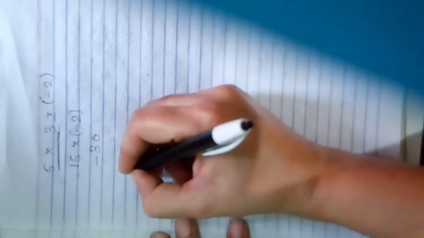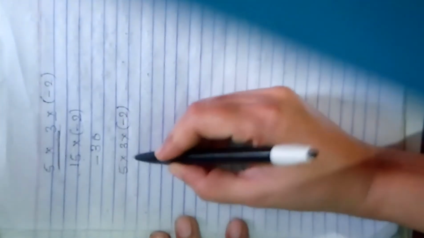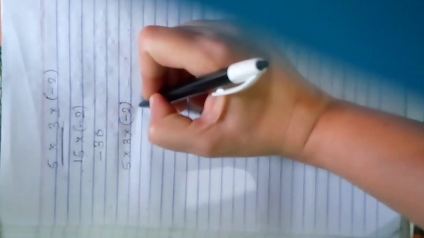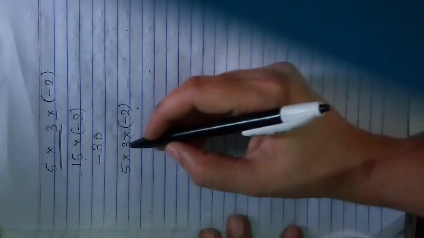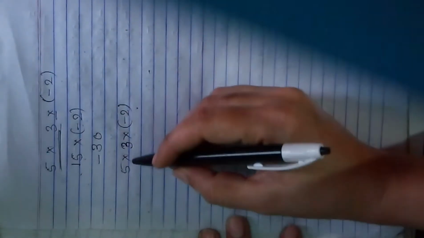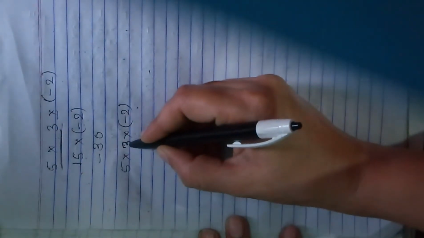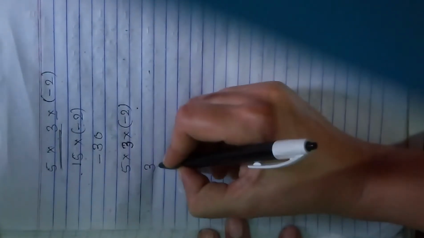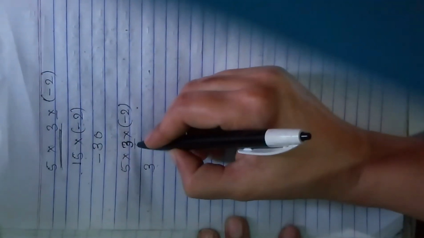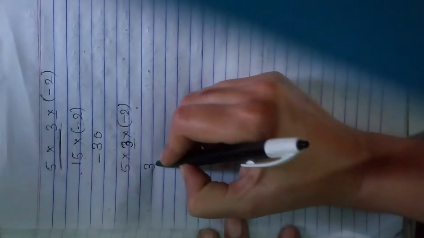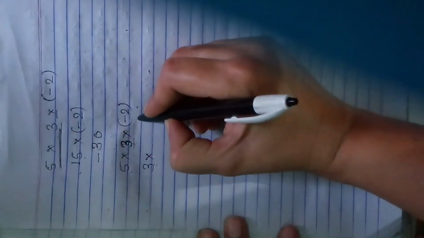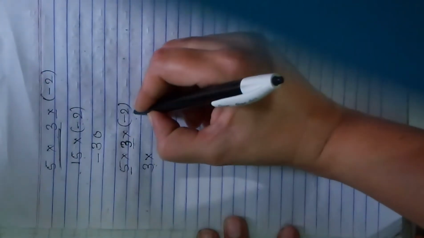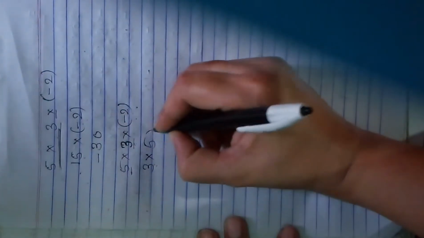Second way: by the second method, how can we solve this same multiplication? 5 cross 3 cross in the bracket minus 2. Same question. In the second way, if I write 3 first, this 3 which is in the middle, and then I write these 5 and minus 2 together, meaning this first term and this third term I am taking together here.